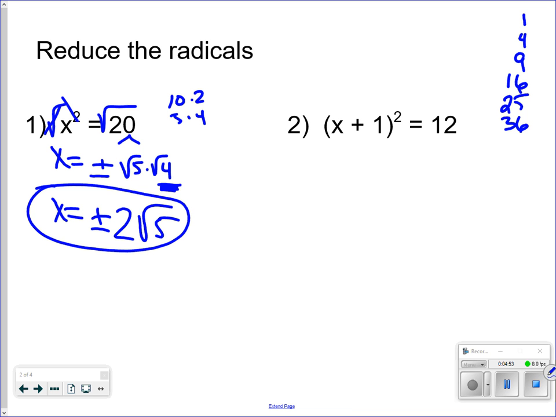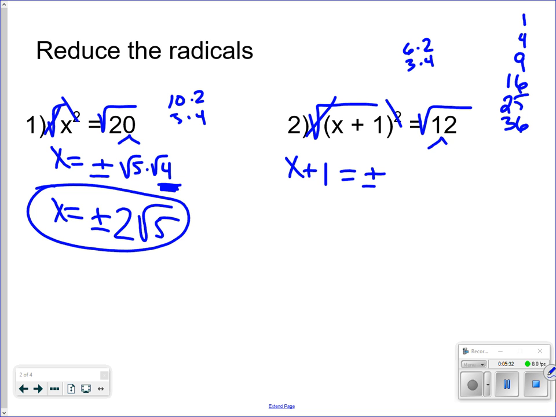Let's try number 2. Parenthesis x plus 1 squared equals 12. Square root, cancel, cancel. Drop down the x plus 1 equals plus minus. Okay, stop there. Think about your numbers that multiply to give you 12. 12's not on your list, so you can't just do 12. So think about your numbers. 6 times 2, 3 times 4. Which set do we need to use? Yes, we need to use 3 times 4 because 4 is the only number that's on our perfect square list.